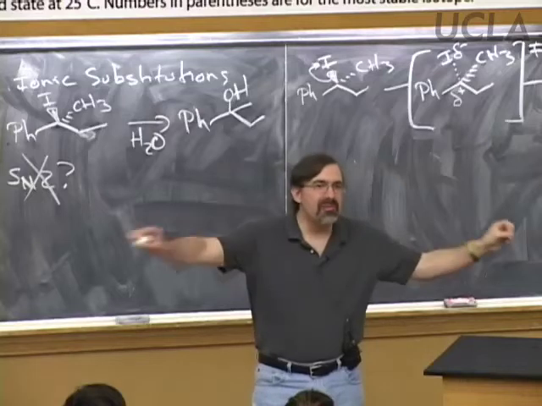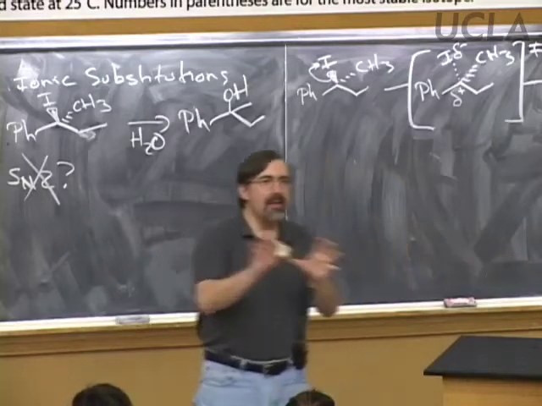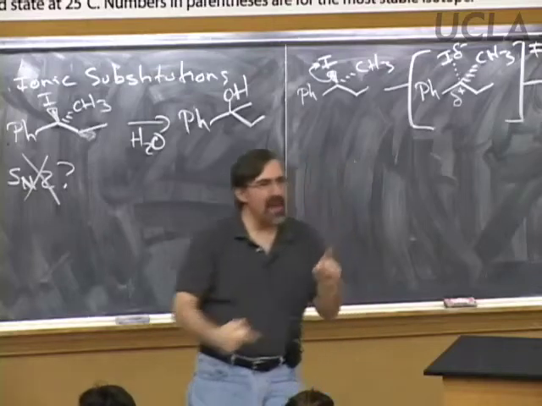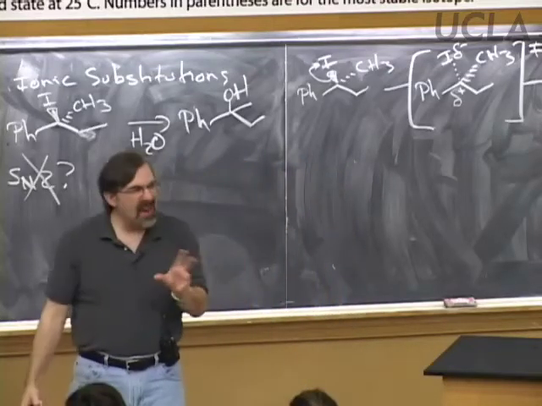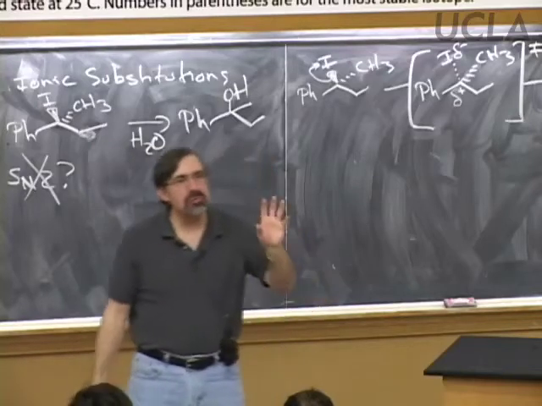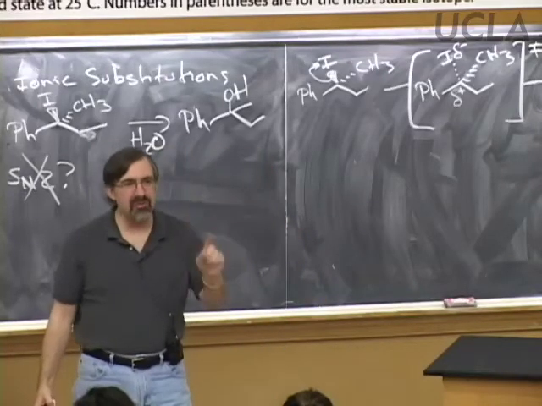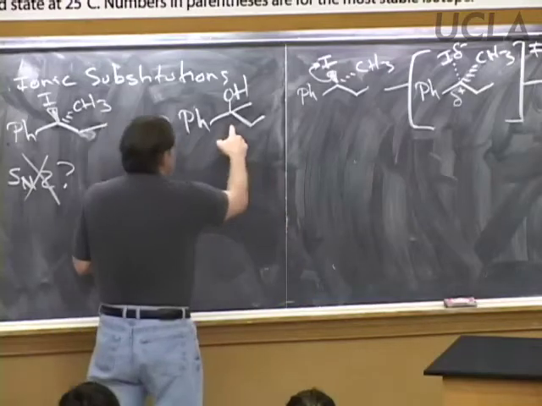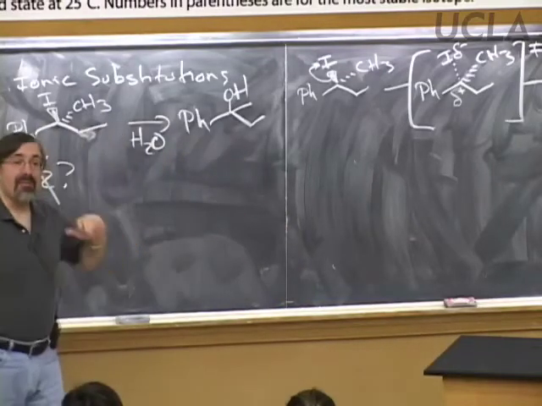There are multiple possibilities, but when you're writing a mechanism, pick the pathway that gets you where you are trying to get. The product of the mechanism may not necessarily be the major product of the reaction. It may not be the most energetically favorable pathway, but it's the pathway that you were asked to explain. So here I've told you what the product is, this alcohol. So we have to figure out how we get there.